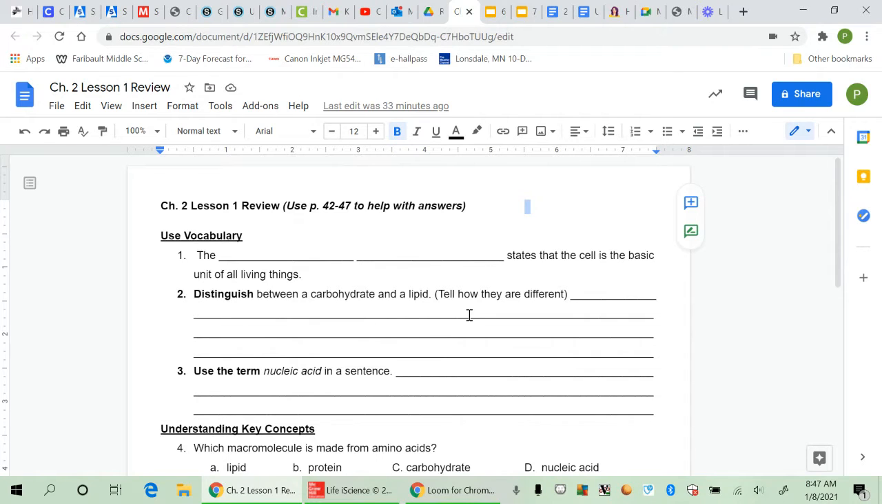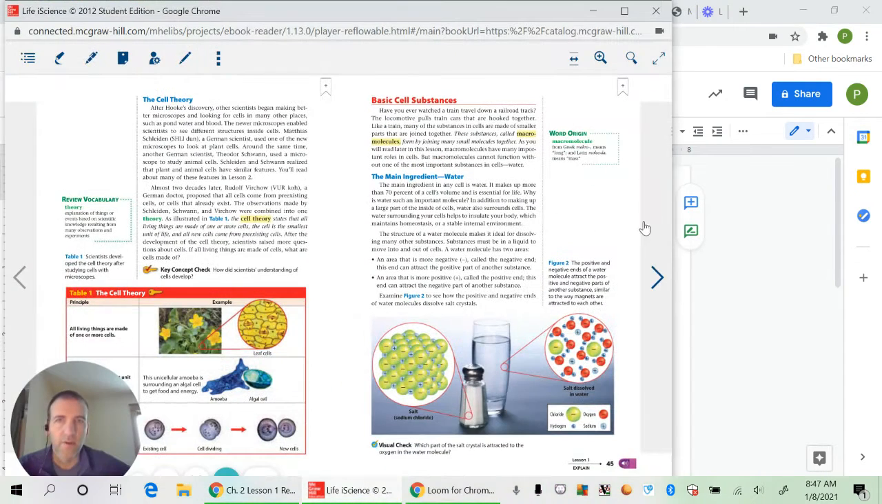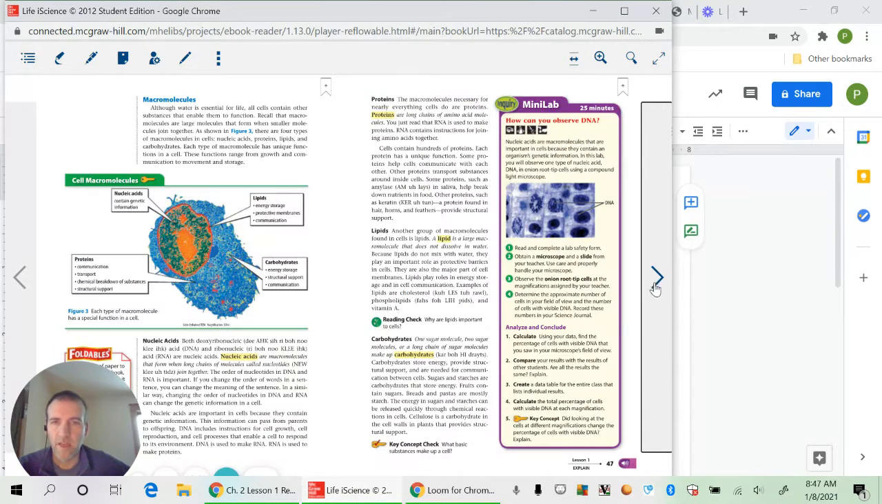The second question says distinguish between a carbohydrate and a lipid. Distinguish means to tell how they are different. So in this question, I want you to just tell me how a carbohydrate and a lipid are different. To find that answer, you are going to need to look at pages 46 and 47, which talk about the different macromolecules. Two of them are carbohydrates and lipids, which are both found here on page 47. So you can look at those 2 paragraphs to help you find differences between those 2 macromolecules.